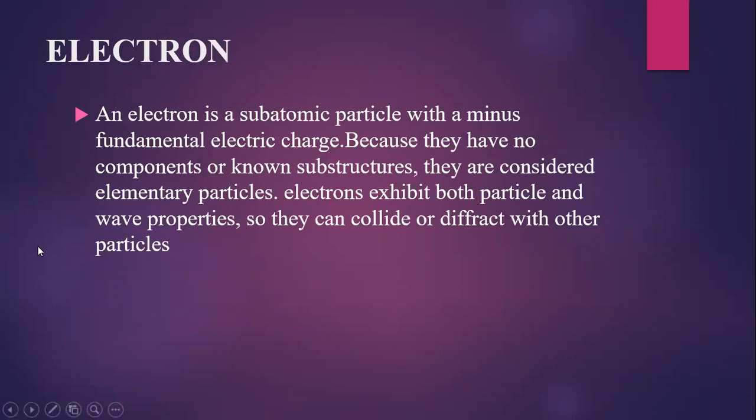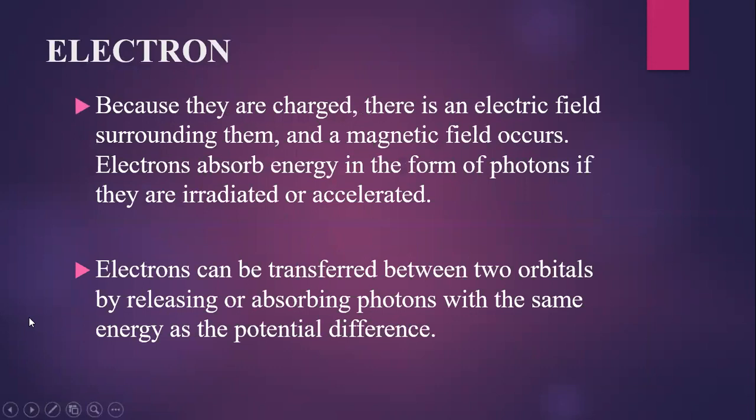Electron. An electron is a subatomic particle with a negative fundamental electric charge. Because they have no components or substructure, they are considered elementary particles. Electrons exhibit both particle and wave properties, so they can collide or diffract with other particles. Because they are charged, there is an electric field surrounding them, and a magnetic field occurs.